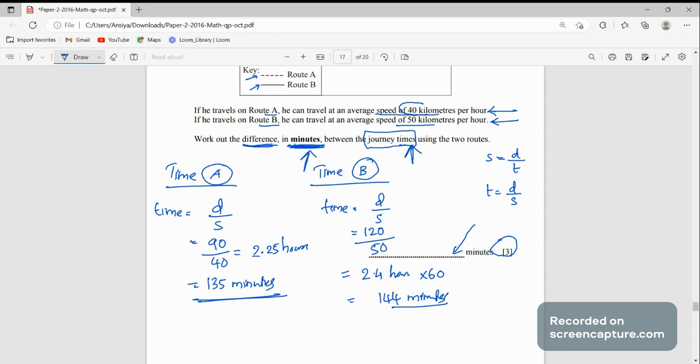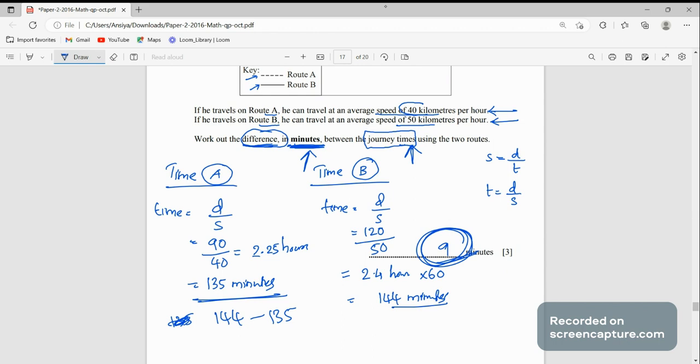No, the real question is find the difference of them, means subtract them. So we need to subtract them and write the bigger number minus the smaller number. 144 minus 135 minutes. So we will get 9 minutes as the answer.